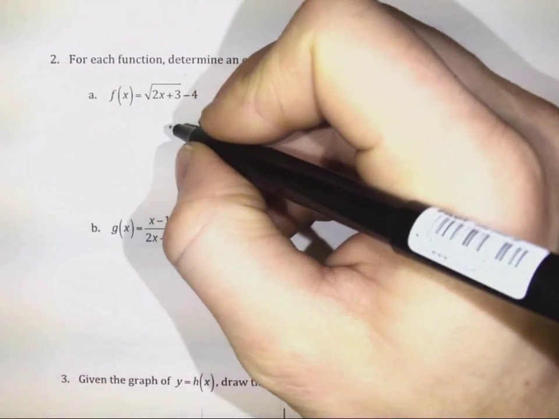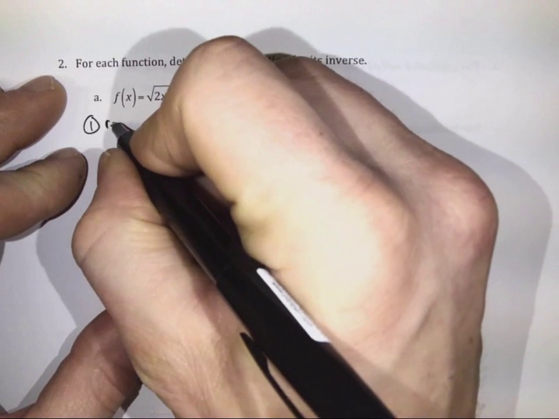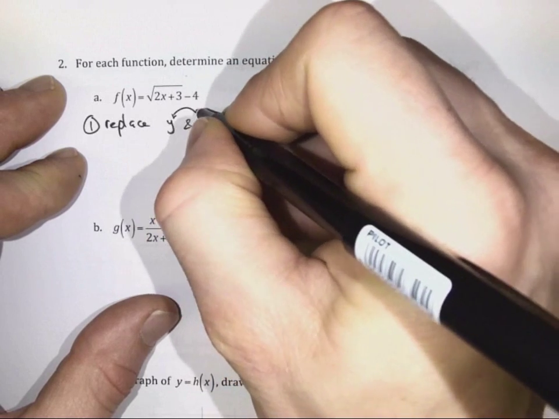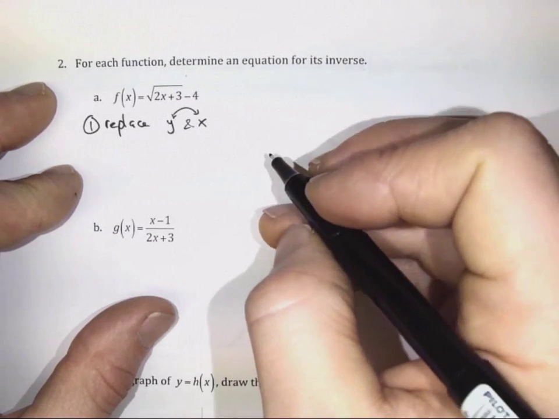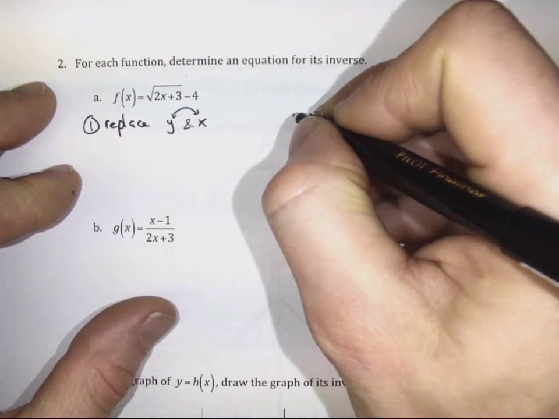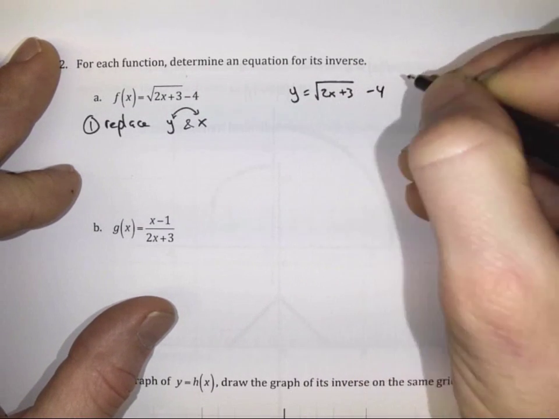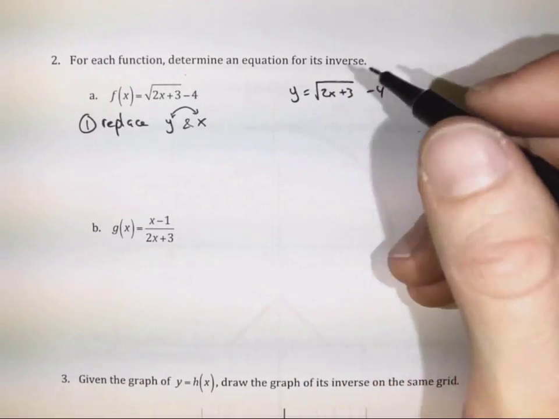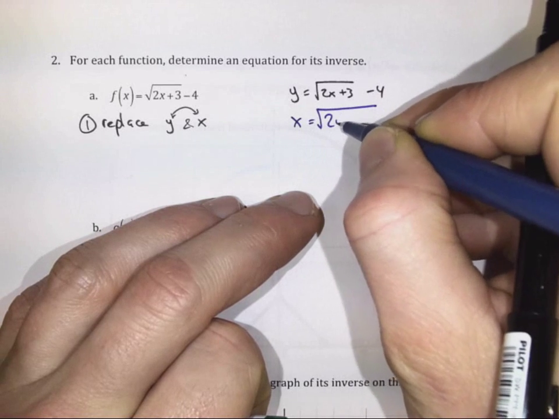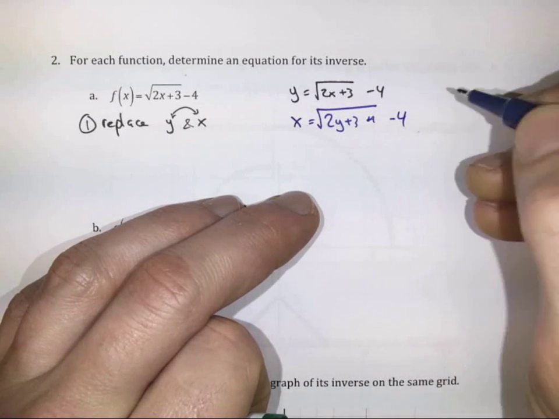So, to remind us how inverses work, the first thing we want to do is replace y and x. So switch them, actually. And so we're going to rewrite this expression with y here first. So it's going to be y is equal to root 2x plus 3 minus 4. And then we're going to switch x and y. So that means we're going to have x is equal to root 2y plus 3, and the negative 4 is outside the radical, like that.